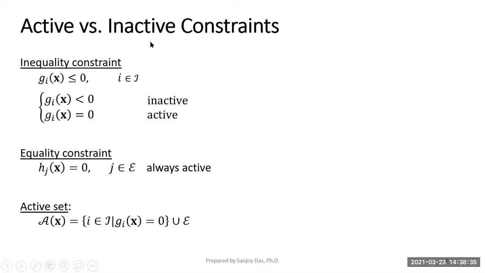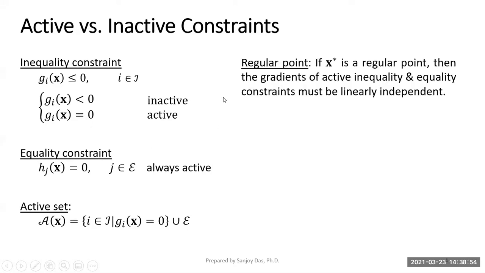This is something that's very relevant to us in this lecture. There will be a strong distinction between g_i of x strictly less than 0, which is an inactive constraint, and g_i of x equals 0, which is an active constraint. Okay, so let's look further.